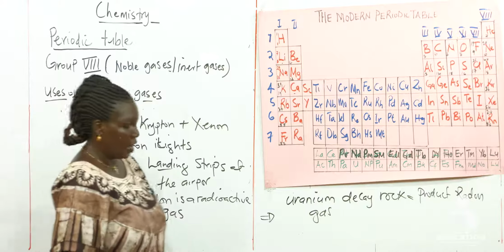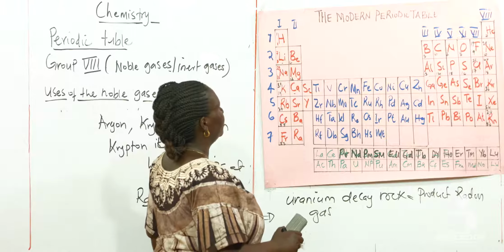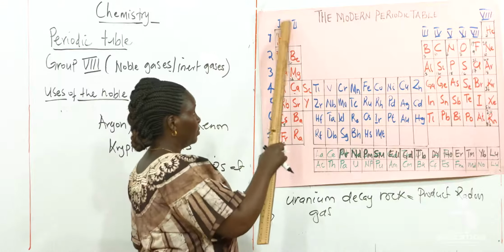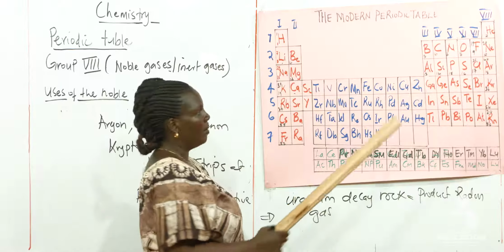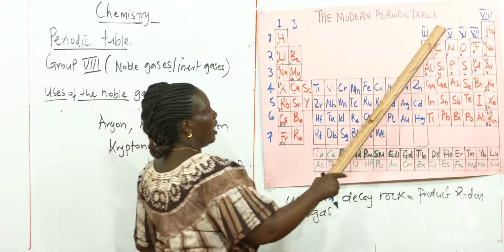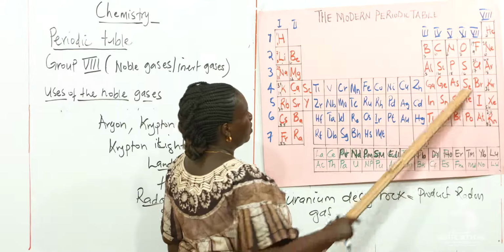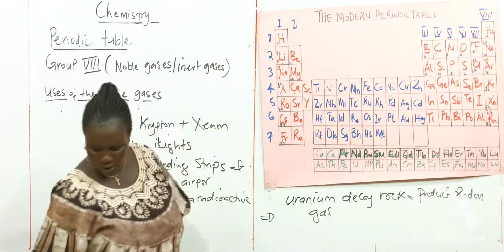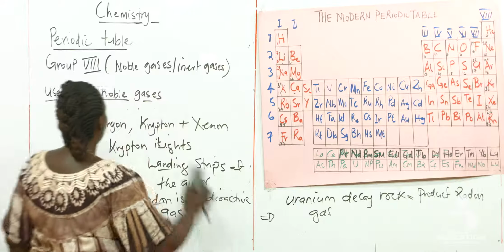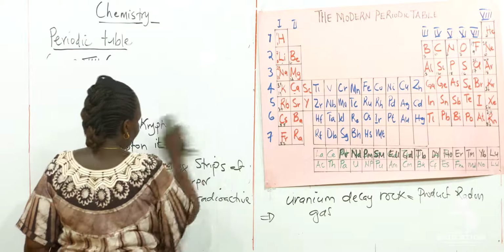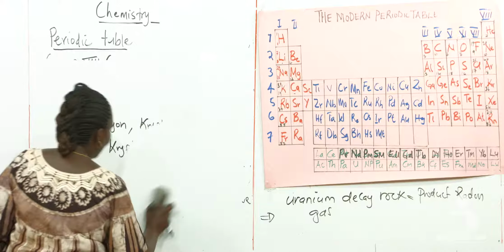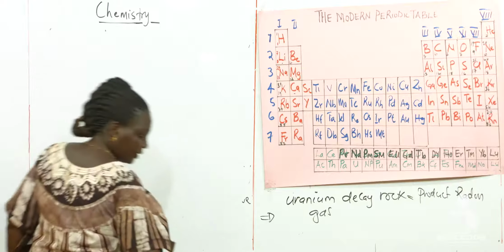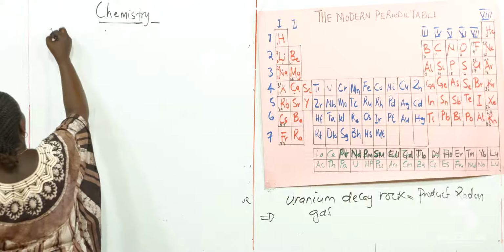So I have elaborated about the periodic table. It started from the alkali metals, then the alkaline earth metals, then the carbon family, that is group 4, then group 7, the halogens, and then group 8, the noble gases. So let us look at a winding exercise about the periodic table.